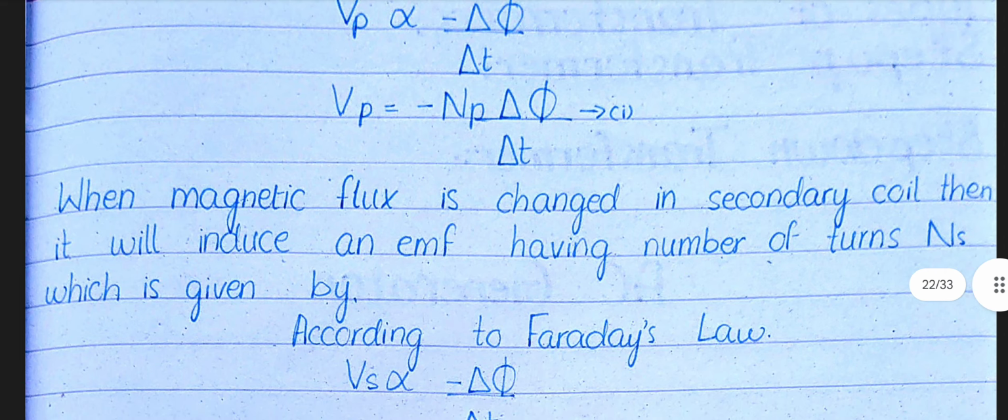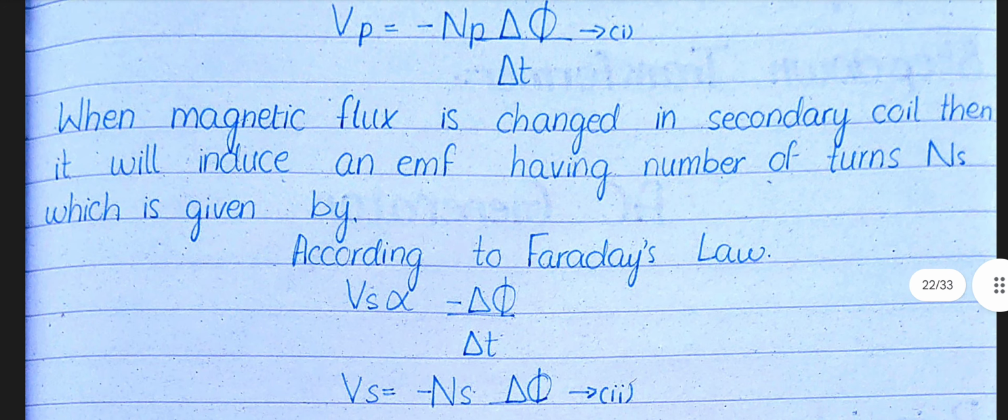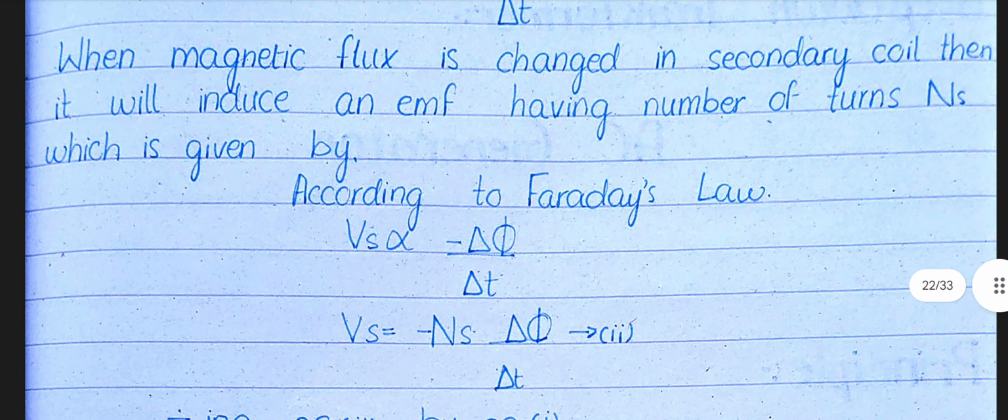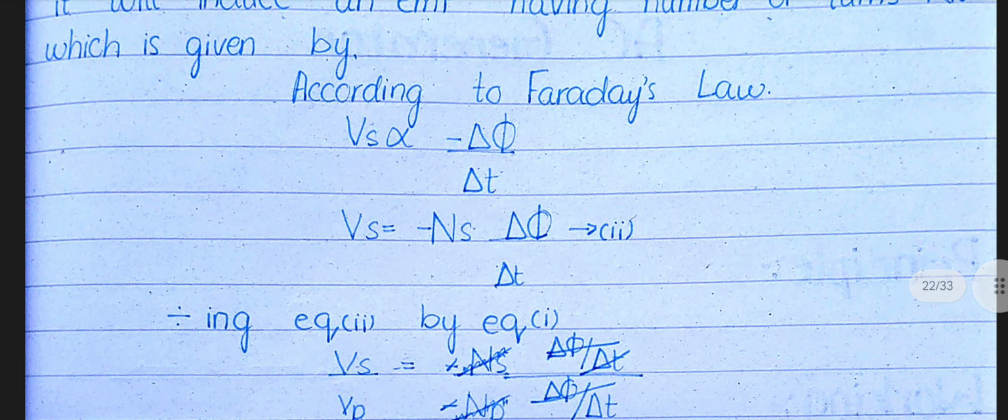When magnetic flux is changed in secondary coil, then it will induce an EMF having number of turns Ns, which is given by, according to Faraday's law, Vs is directly proportional to minus delta phi upon delta t. Vs is equals to minus Ns delta phi upon delta t, equation 2.